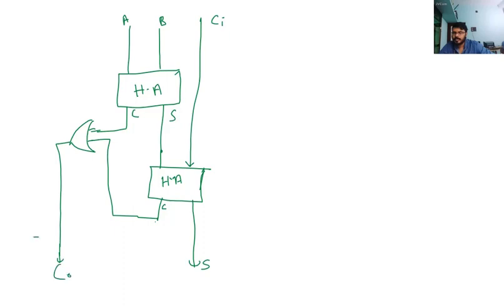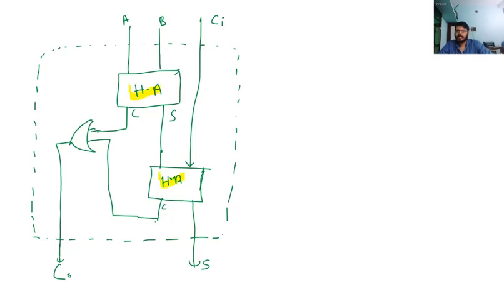Now this circuit, if I put all these things inside a box, will act as a full adder. This will be a full adder. So in this circuit we constructed a full adder using two half adders. Then you have three inputs, A, B and C in.